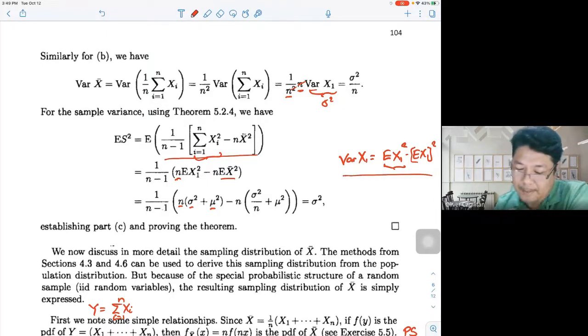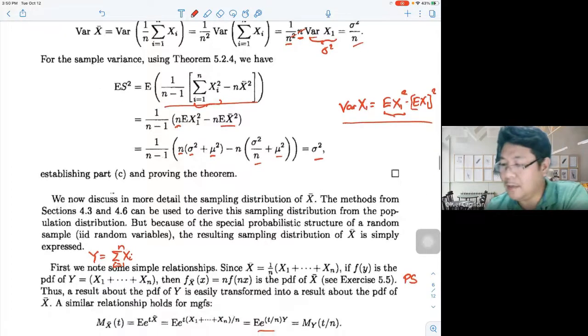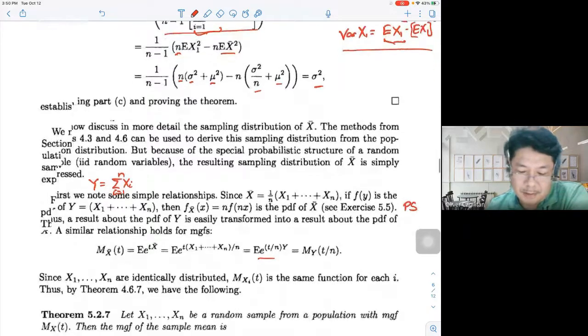So the variance of the sample mean, we already obtained that. We have it here. So ito yung variance of the sample mean, plus the square of the mean, rather, the expectation of the sample mean. Simplifying here, we're able to get sigma squared. Okay, so we're done with 5.2.6.